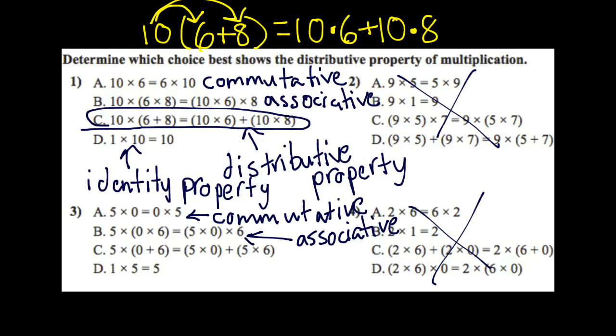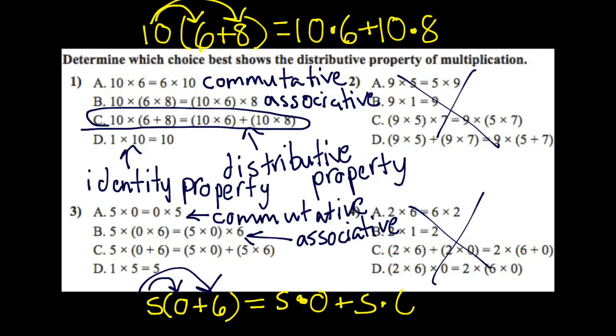The next problem, or next equation, says 5 times 0 plus 6 equals 5 times 0 plus 5 times 6. If I was to write out 5 parentheses 0 plus 6, and I used the distributive property to multiply the common factor, that would equal 5 times 0 plus 5 times 6. So when I look up at my answer choices, that would be the distributive property. So it's distributing out the common factor.